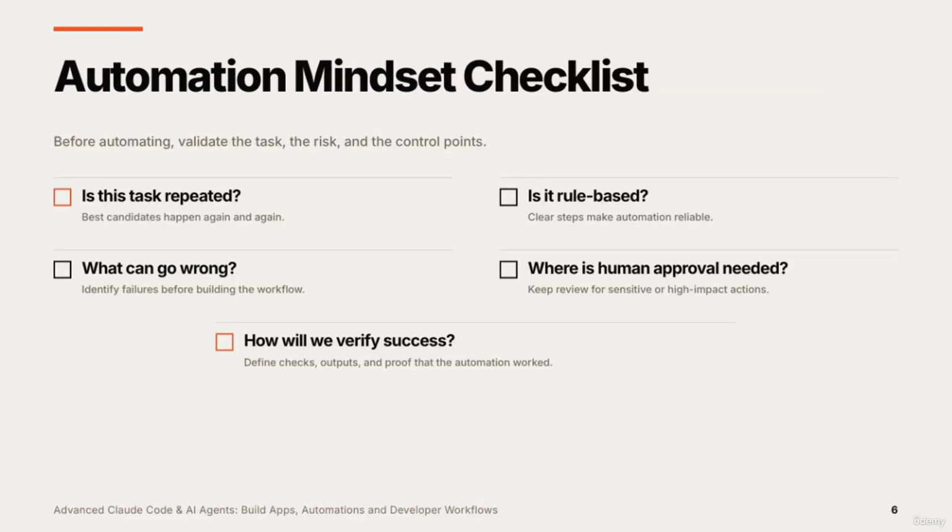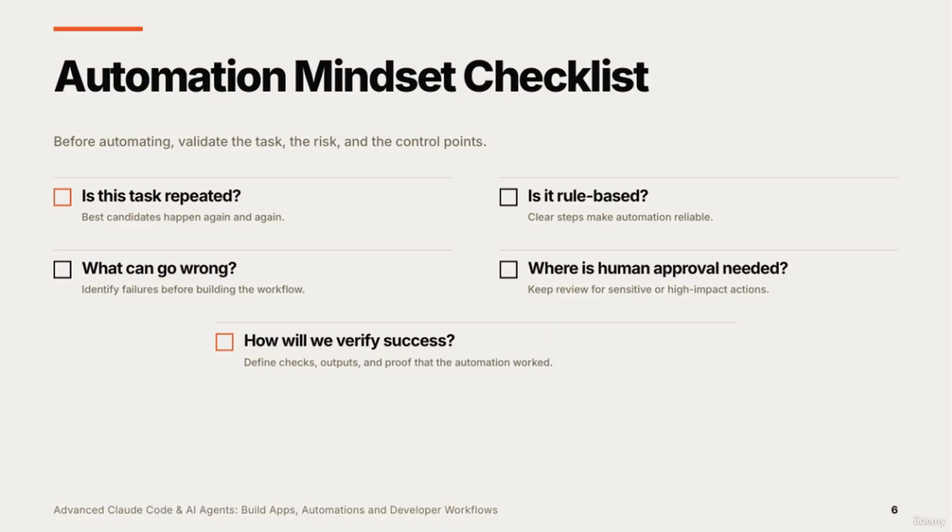Before diving into automation, it's crucial to validate the task itself, assess the risks involved, and identify control points. First, ask if the task is repetitive. Automations work best when the same task happens over and over. Next, is the task rule-based? Clear, defined steps are essential to ensure the automation runs reliably.